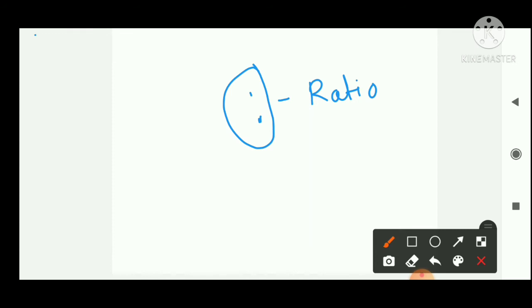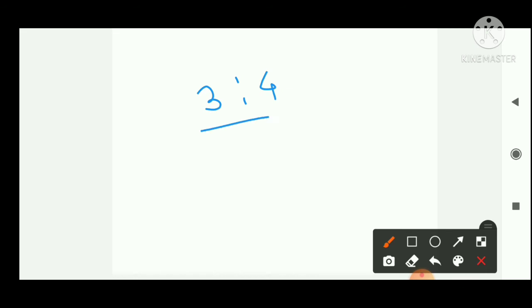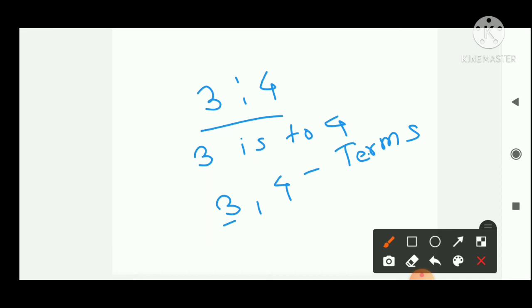For example, here I have written one example of ratio. So how to read it? It is read as 3:4. And in the ratio 3:4, the numbers 3 and 4 are called terms of the ratio. See students, number 3 and number 4, which are used to denote a ratio, are called terms of the ratio.